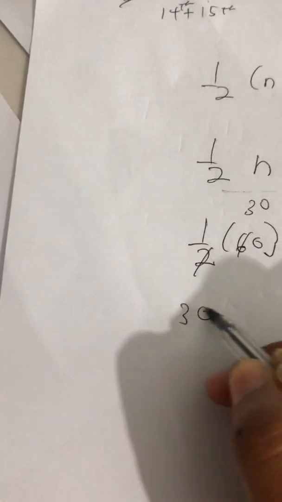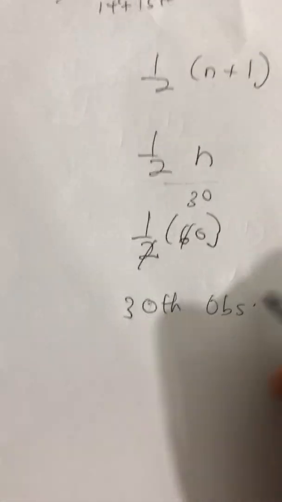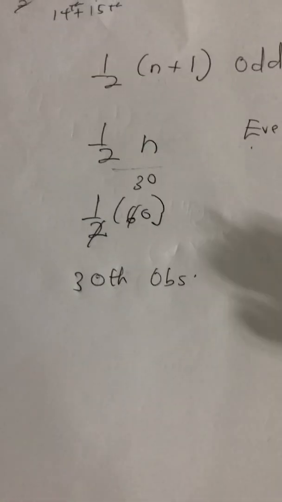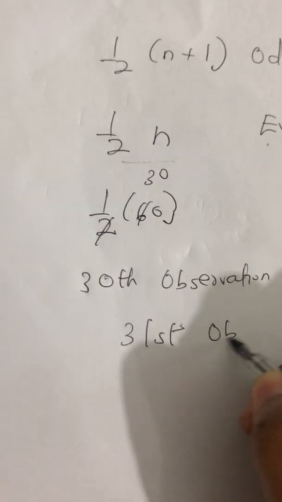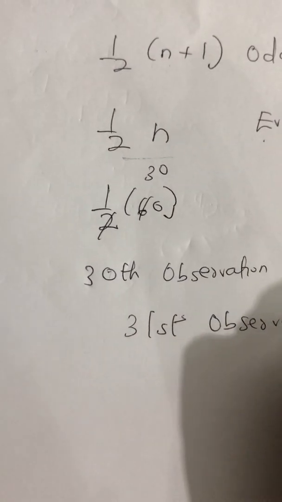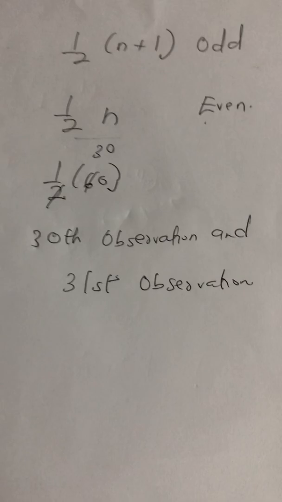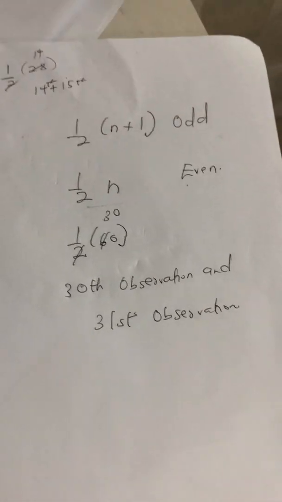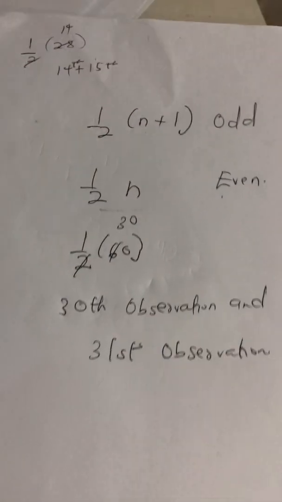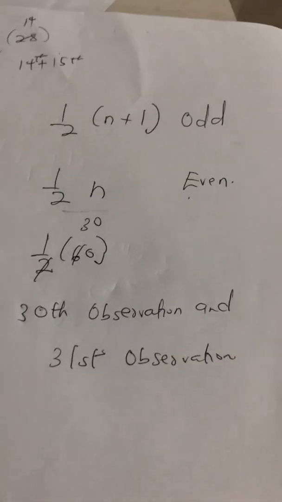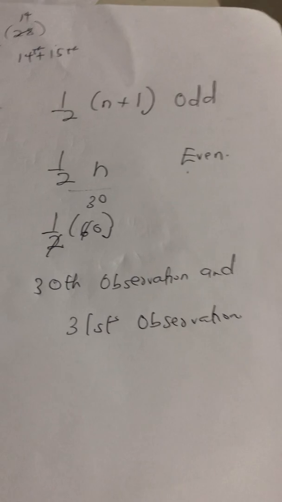So that means it's going to be the 30th observation, and the number after 30 is what? 31. So the 30th observation and 31st observation. Do you get how easy it is? Okay, so now after you've written this down, you are coming to what?